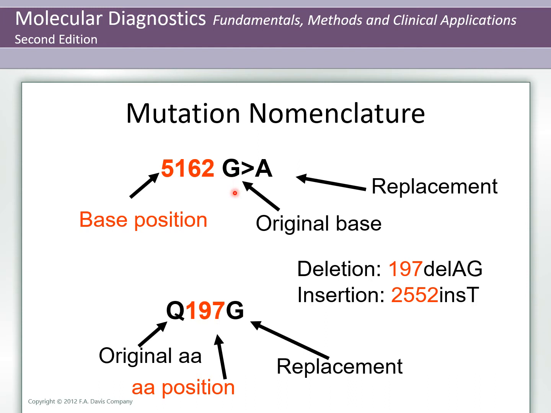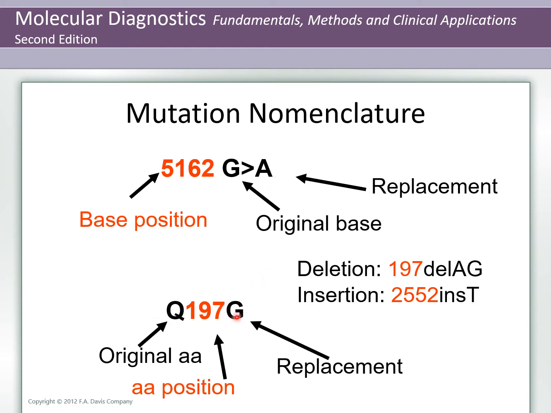So on this slide, there's a couple examples of gene nomenclature. The top example shows a nucleotide mutation sequence 5162, which is the base location, with the original base of G being replaced by A. And this is expressed as shown with the base position with the original base immediately after it, then a greater than symbol, and the base that has replaced it.